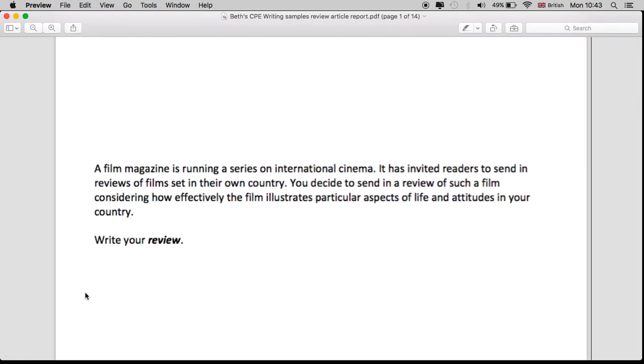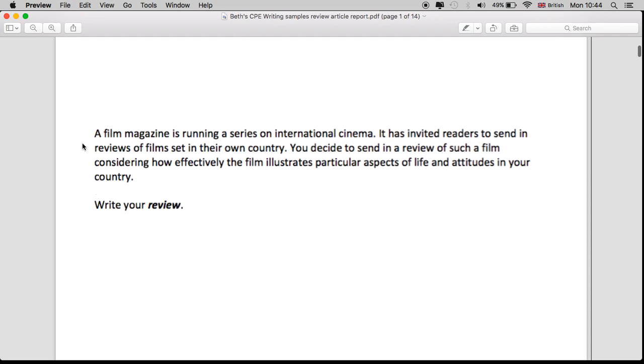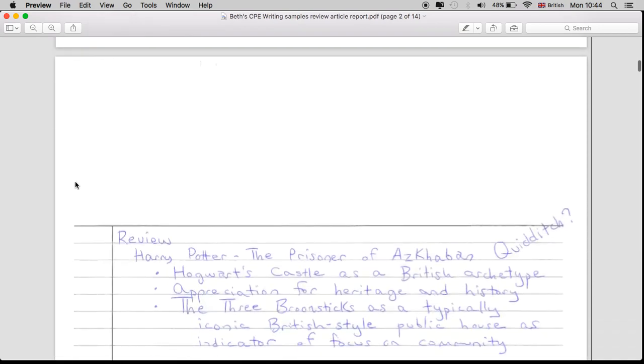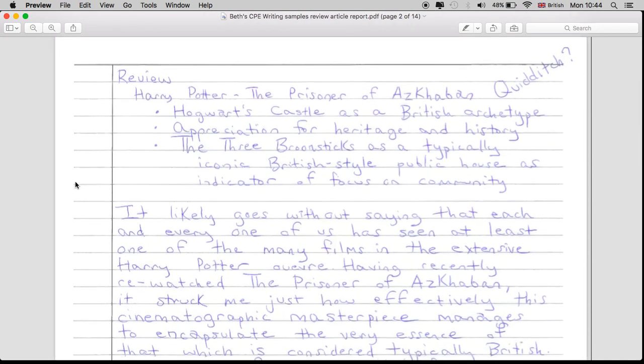The review, in this case, involves a film magazine running a series on international cinema. It has invited readers to send in reviews of films set in their own country. You decide to send in a review of such a film, considering how effectively the film illustrates particular aspects of life and attitudes in your country. Okay, well, I chose this one. I think it's quite a nice option, and it's rather informal in nature.